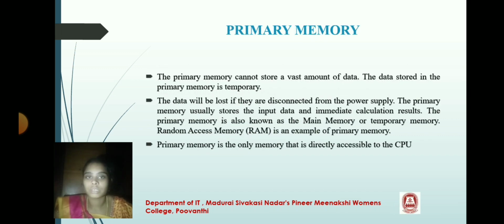Primary memory is known as the temporary memory, but it cannot store a vast amount of data. It can only store a small amount of data. The data will be lost if they are disconnected from the power supply. And the primary memory usually stores the input data and the immediate calculation result. These two data will be stored in the main memory. And the primary memory is also known as main memory or temporary memory or RAM, random access memory. And primary memory is the only memory that is directly accessible to the CPU.